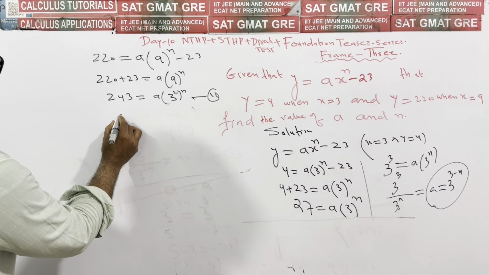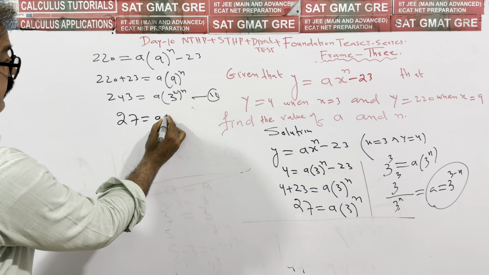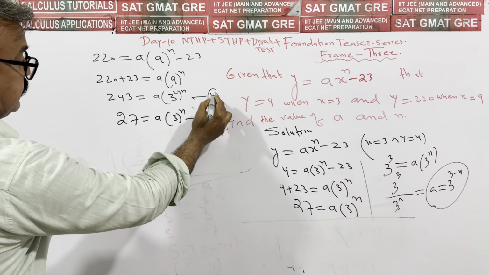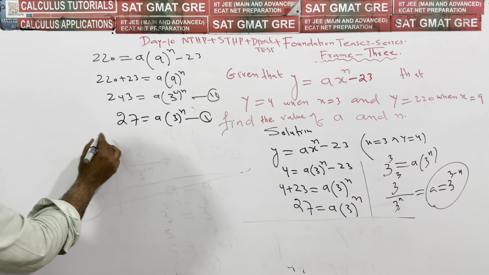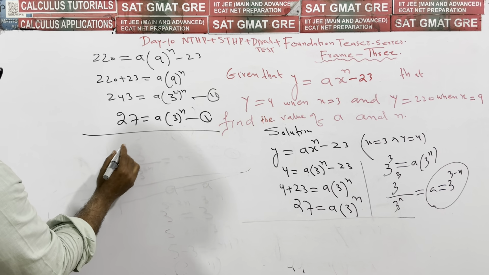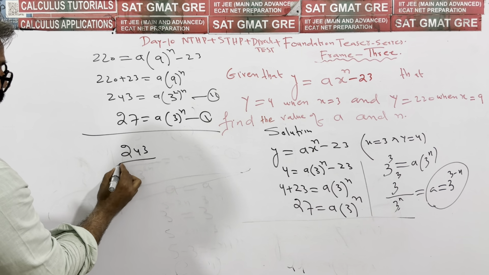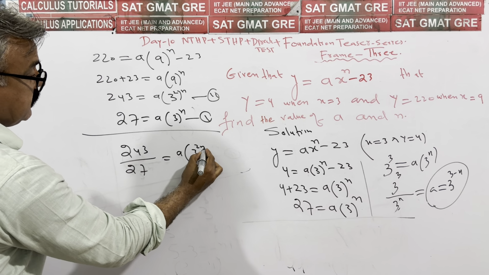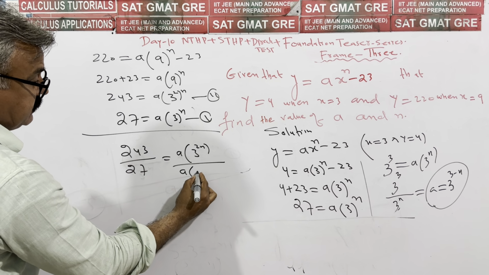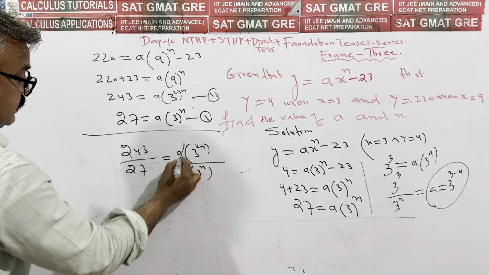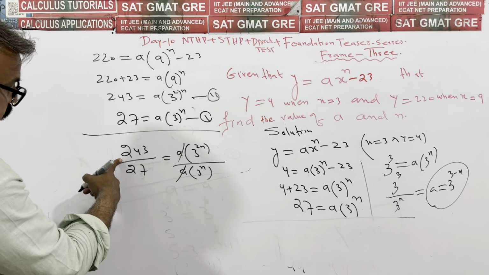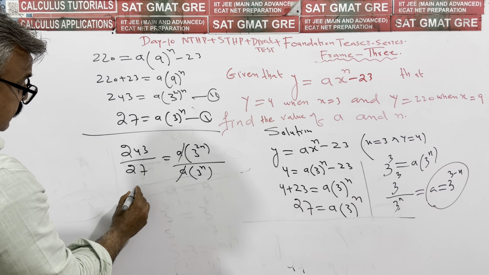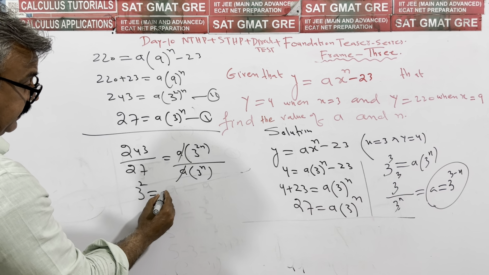Here 27 is equal to a times 3 raised to n. It's our equation number 1, and this is equation number 2. Divide 1 with 2 or 2 with 1, whatever you like. I am dividing 2 by 1. 243 over 27 is equal to a times 3 raised to n divided by a times 3 raised to n. A cancelled out. 243 means 3 to the 5, and 27 is 3 cubed, so 3 squared remains, or 9 remains.